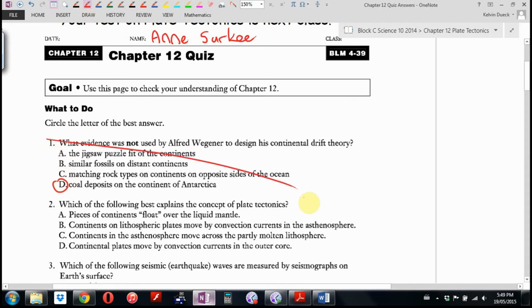What I'm going to say is, can you tell me some of the evidence for continental drift? And it would be all of these: the jigsaw puzzle fit of the continents, similar fossils on distant continents, matching rock types or geological formations on opposite sides of the ocean, coal deposits in Antarctica, and the 5th one was evidence of glaciers around the equator where now it's too hot, which means that they were in a different location. So although number 1, D, I'm not wild about it.